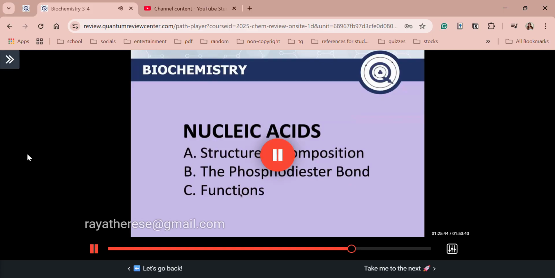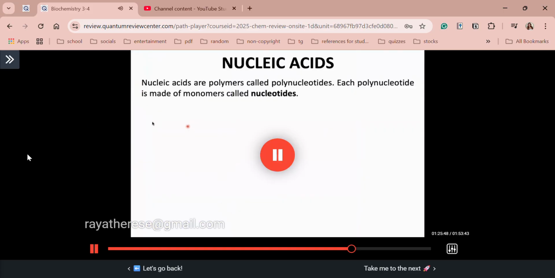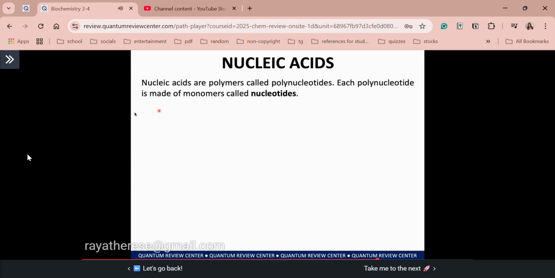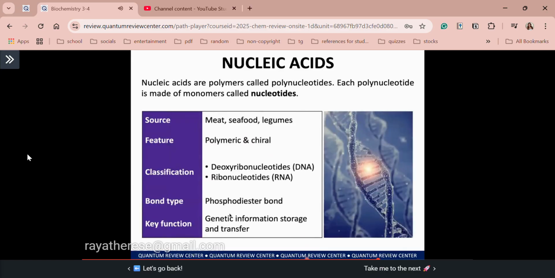For your nucleic acids. Now, to formally start our discussion, we formally define nucleic acids as polymers that we call polynucleotides. And of course, if for carbohydrates the monomer is monosaccharide, and for proteins it is amino acid, for nucleic acids our monomer is your nucleotide. Alright, so that's the overview of your nucleic acids.